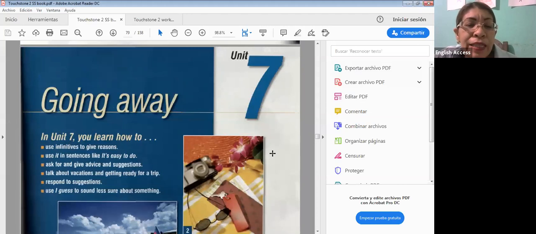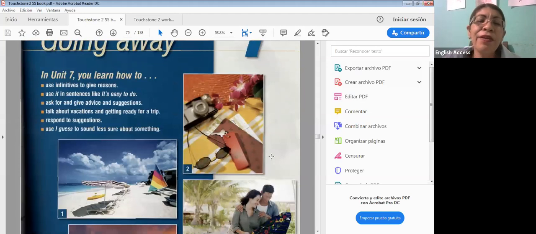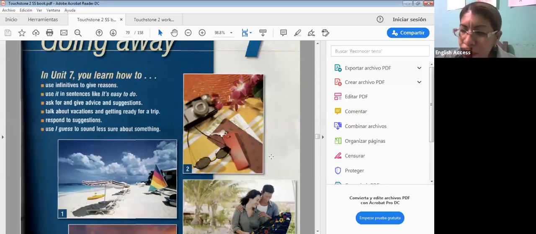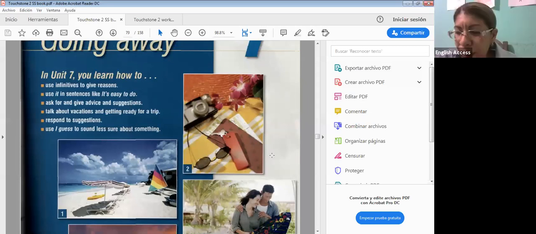And here we have the learning objectives. It says in unit 7, you learn how to. Can you read the learning objectives, please? Use infinitives to give reasons. Use it in sentences like it's easy to do. Ask for and give advice and suggestions. Talk about vacation and getting ready for a trip. Respond to suggestions. Use I guess to sound less sure about something. Okay, so this is what we're going to learn in unit 7.